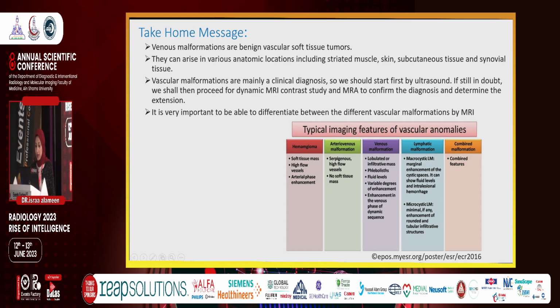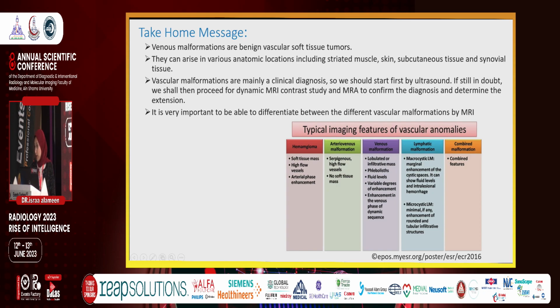It's very important to be capable of differentiating between the different vascular malformations by MRI. Here, in this schedule, in a nutshell, I'm reminding you that the hemangioma will be a soft tissue mass lesion with high flow signal void vessels inside, showing enhancement in the arterial phase of the contrast study. Remember that in the arteriovenous malformation, there is no soft tissue mass. We'll just see serpiginous high flow vessels.